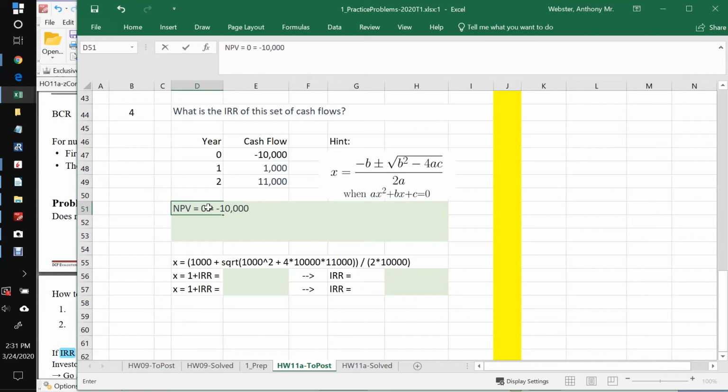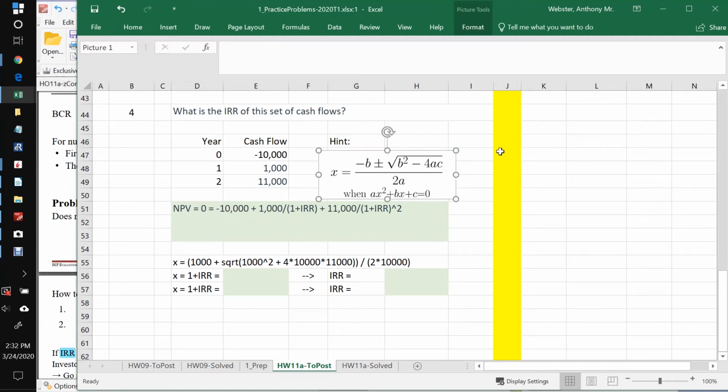So I'm going to have minus 10,000 and plus 1,000 over 1 plus IRR. And you can raise that to the 1 if you want, but you don't have to. And then also plus 11,000 over 1 plus IRR squared. Okay, so this is looking like something that's going to be difficult to solve for IRR algebraically, but we can do it with, notice the hint we have up here, the quadratic formula.